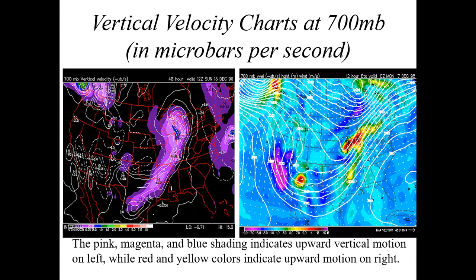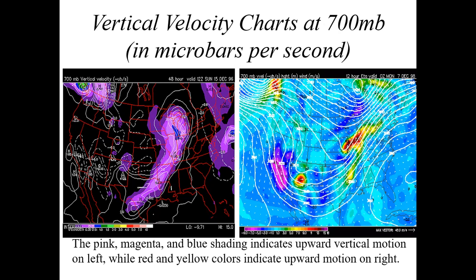The image on the left, the pink, magenta, and blue shading, the purple colors, indicate upward vertical motion. There's a little scale at the bottom of the chart on the left that shows your values of vertical velocity, which is in microbars per second. So the pink, magenta, blue, that purple shading indicates where there's upward vertical motion. This chart was taken back in December of '96. There's a good chance we had rising air motion in the purple shading, most likely out ahead of a cold front. It looks like the shape of a cold front as it's moving through the Midwest.